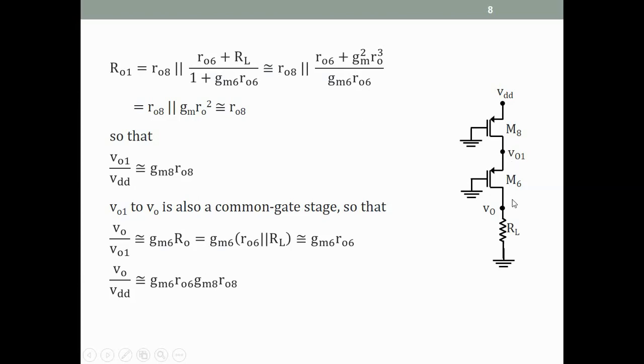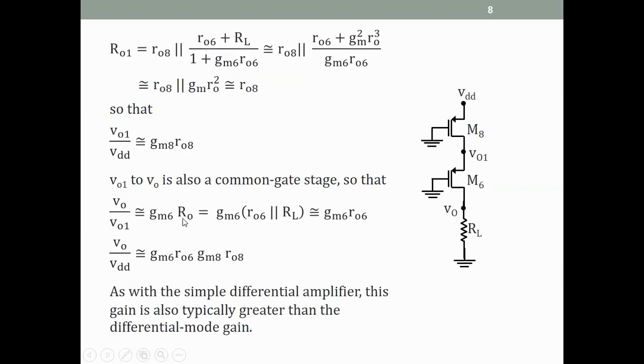So we write the same expression, Gm6 into the resistance at Rho. The resistance Rho at VO is Rho6 looking up in parallel with RL looking down, and so on. And RL being very large, we say this is approximately Rho6. So we get VO over VO1 equal to Gm6 Rho6, VO1 over VD equal to Gm8 Rho8. So VO over VD, the overall gain from VDD to VO is Gm6 Rho6 times Gm8 Rho8.